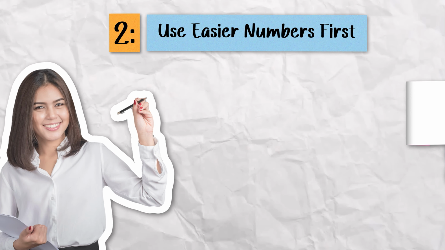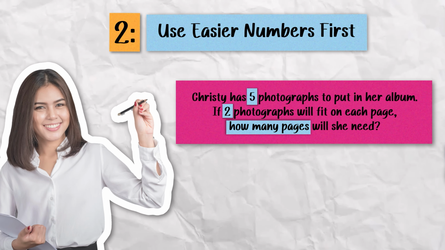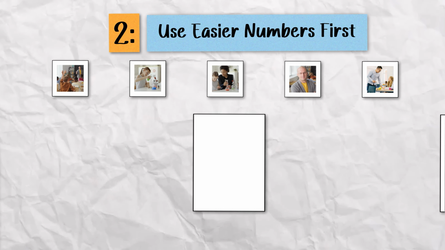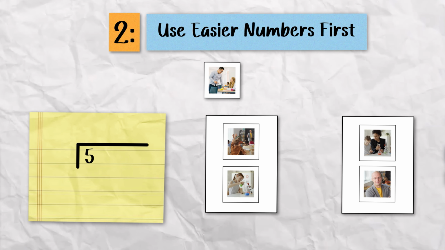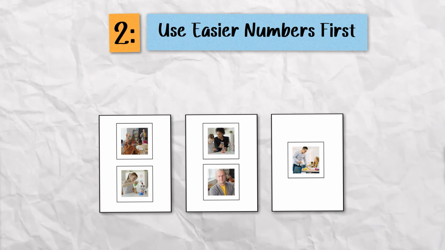Make the numbers easier. If the numbers are too intimidating at first, encourage them to start from smaller numbers like this. Then, when they understand how to solve the easier problem, have them use the same method to solve the original. When they think they have the solution, they can move on to the next step.